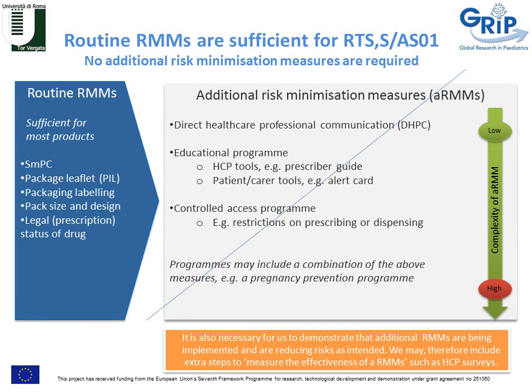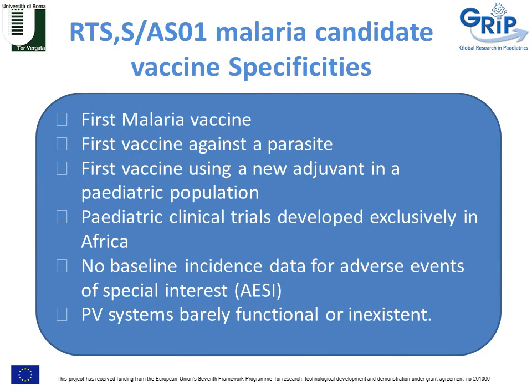Regarding the risk minimization measures, we consider that routine risk minimization measures are sufficient and no additional measures are required for RTSS. In addition to all the specificities that any prophylactic vaccine has, RTSS has other specificities that are mentioned in this slide.